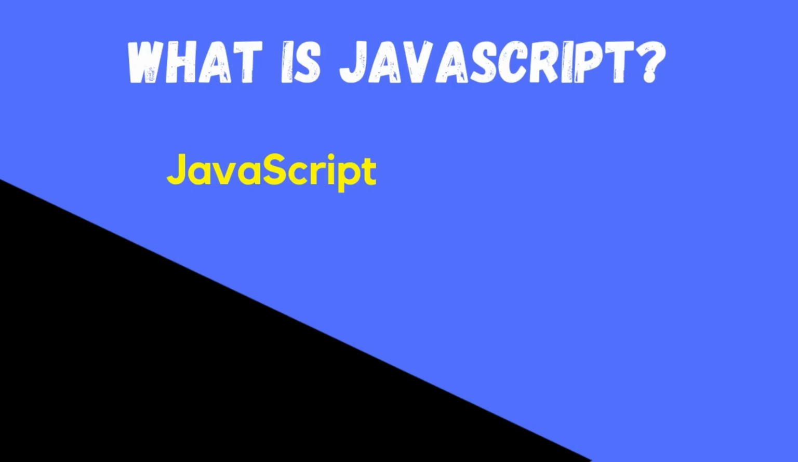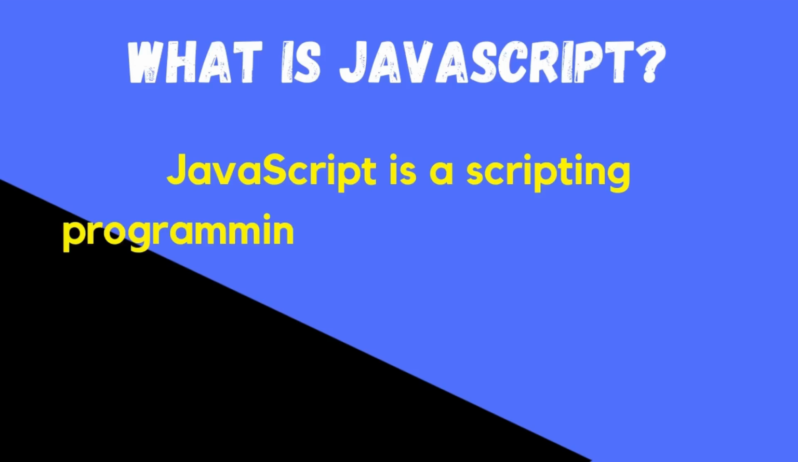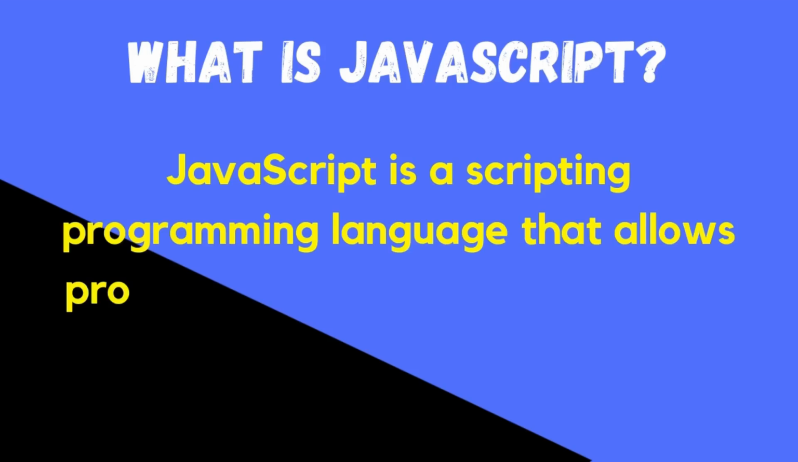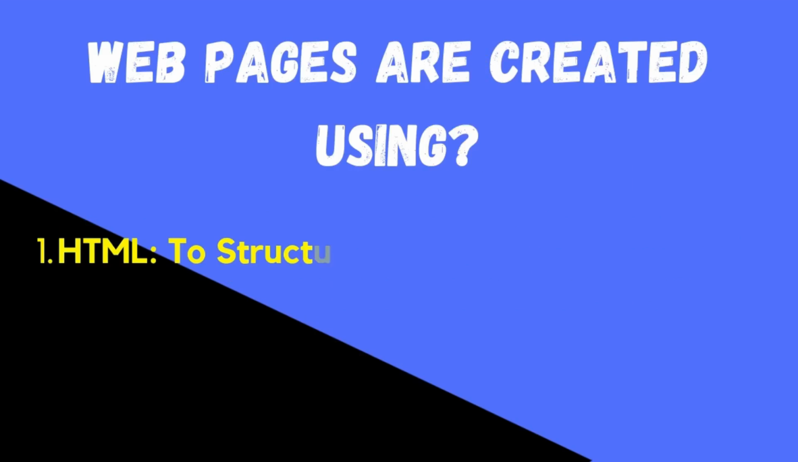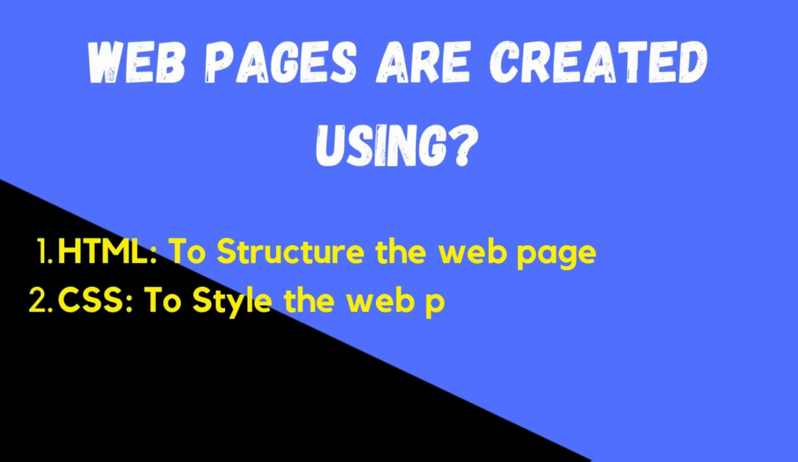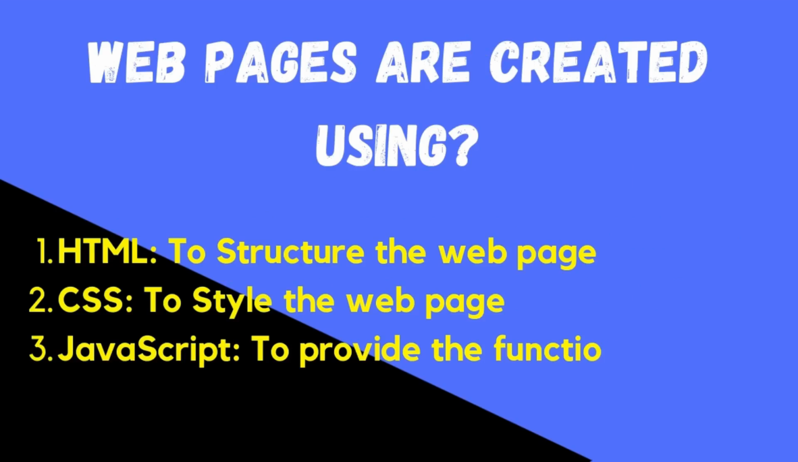What is JavaScript? JavaScript is a scripting programming language that allows users to program the web behavior of web pages. Web pages are created using, first, HTML to structure the web page, second, CSS to style the web page, and third, JavaScript to provide the functionality to the web pages.